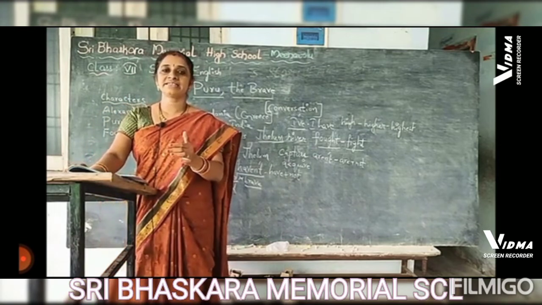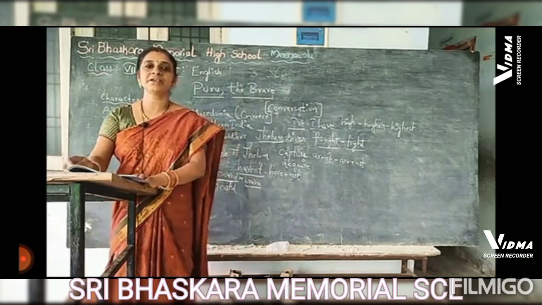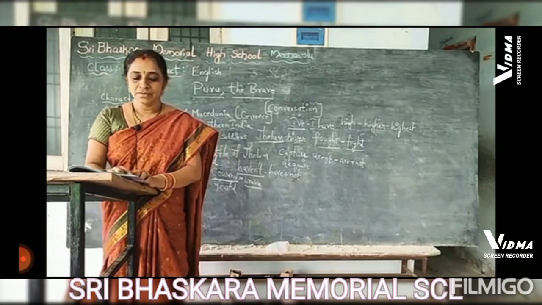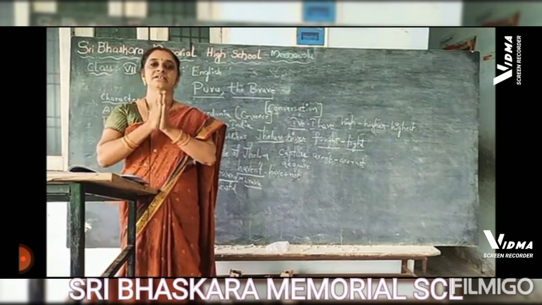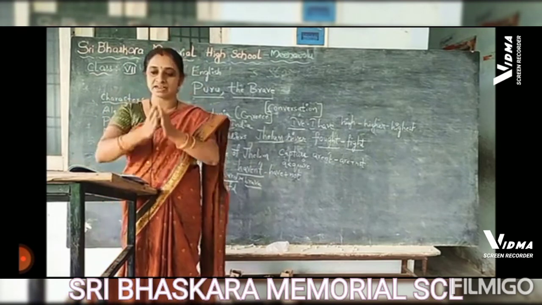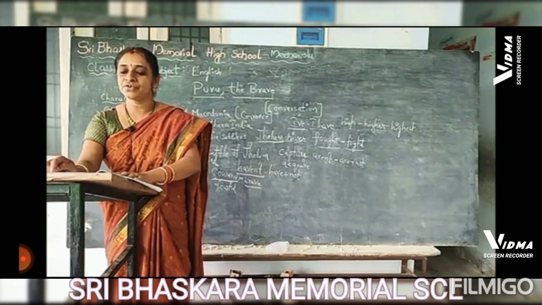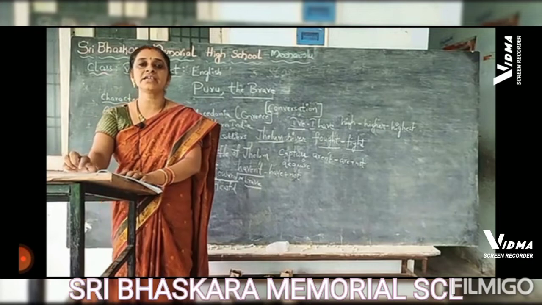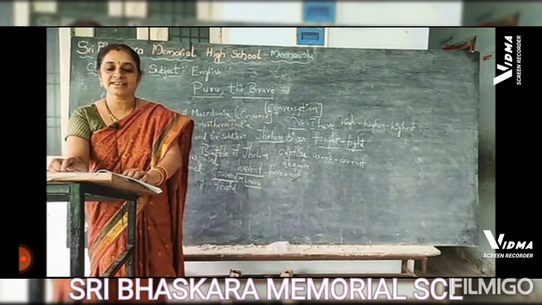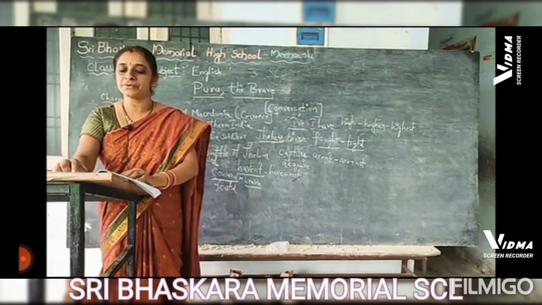Why did the generals and Alexander want to greet him? Because he was a king. Puru joins the palms of his hands and raises them to his forehead to return the greeting, like this. Alexander: Well, how are you, king? Alexander is asking Puru, how are you?